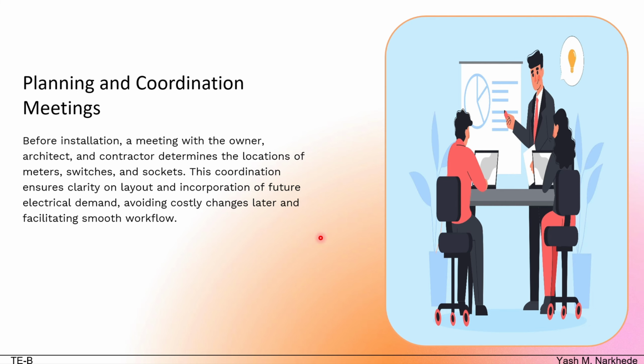So first is planning and coordination meetings. Before starting any wiring work, a meeting between the owner, architect and contractor is held. They finalize the location of switches, sockets, meters and distribution boards. This stage also considers future load expansion to avoid rework later.